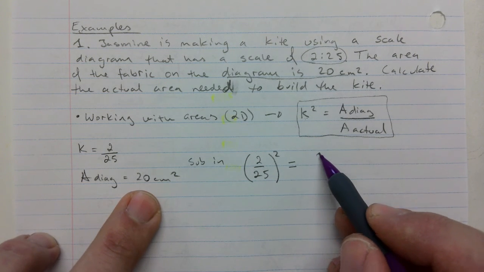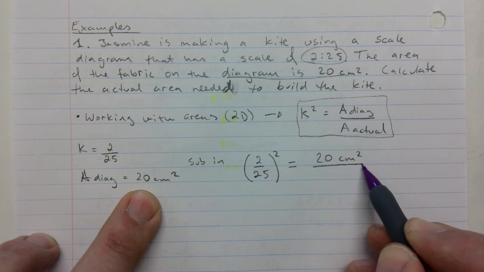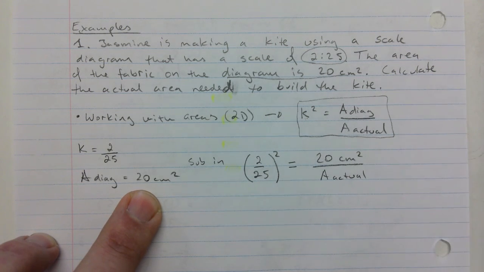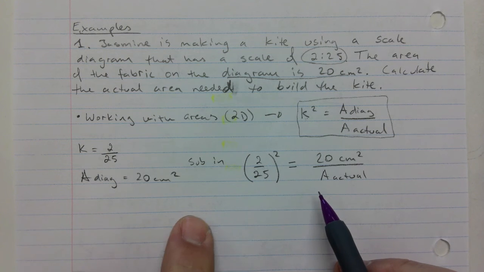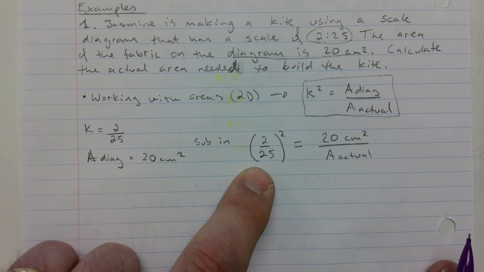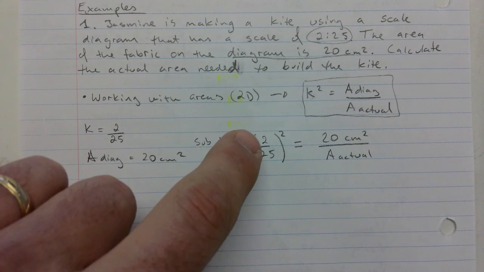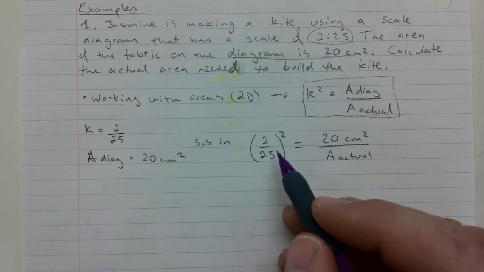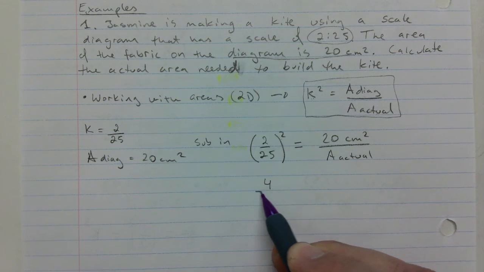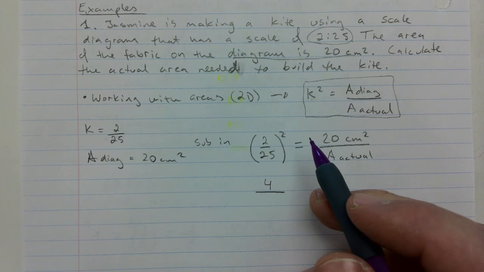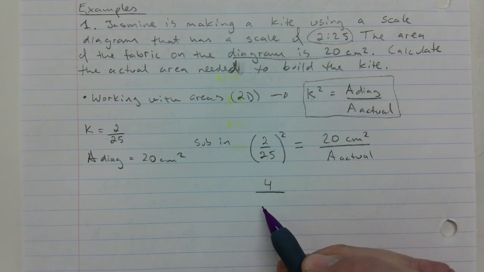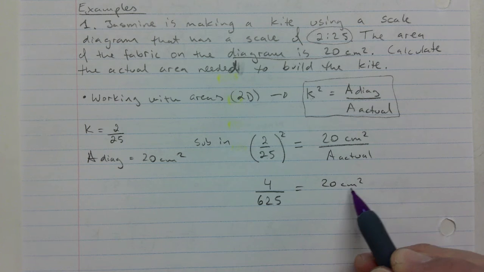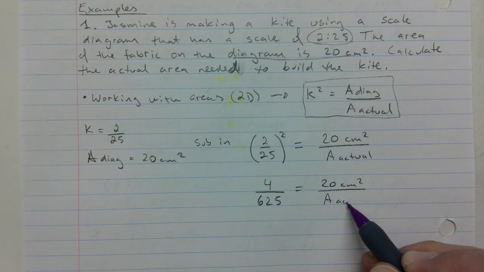Then you have the area of the diagram, which is 20 centimeters squared, and area of actual, we don't know what it is. Down the road, I might make that x, right? So we don't have that much to write. And here, I want you to just apply that power to both numbers that appear here. So 2 squared would be 4. 25 squared, use your calculator, right? 25 x 25, that's 625. And this is 20 centimeters squared over area of actual.